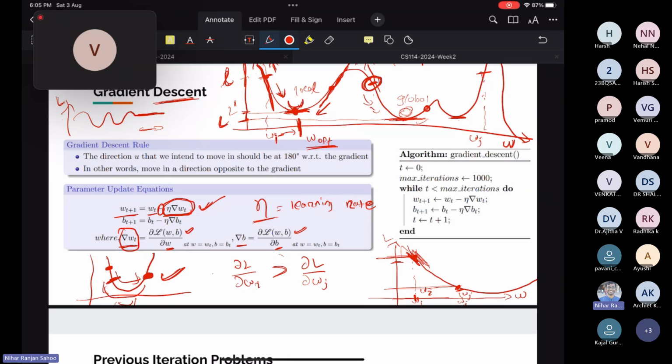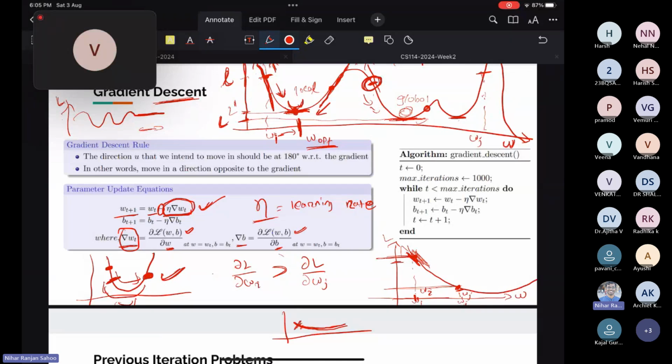And sometimes the nature of the plot is very shallow. The delta W will be very small, but we want to take big steps, big jumps. There we can have higher eta values, the learning rate, let's say a learning rate of 1 or 2. Without multiplying the learning rate, if we just consider delta W, we might go from here to here. But if we multiply by a big learning rate, we can go from here to here.